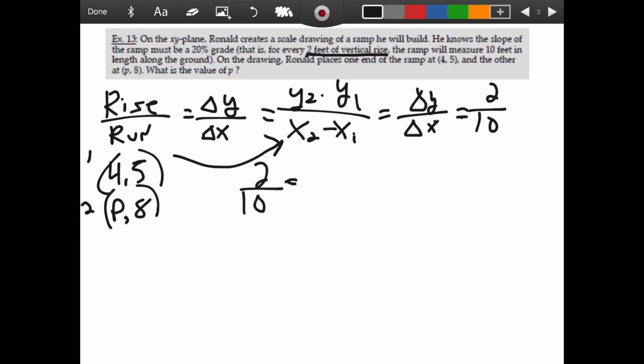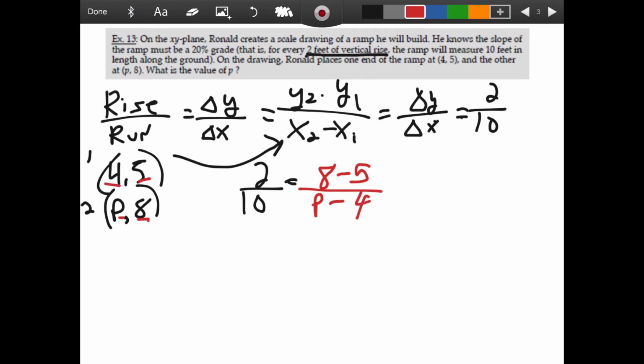right? Our y2 is, let me use a different color. It's going to be 8 minus our y1, which is 5. That's not a 5. Over x2, which is this p, minus x1, which is 4.